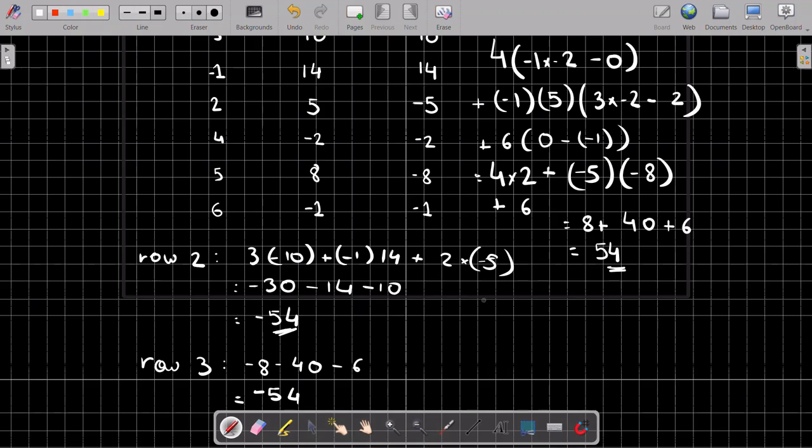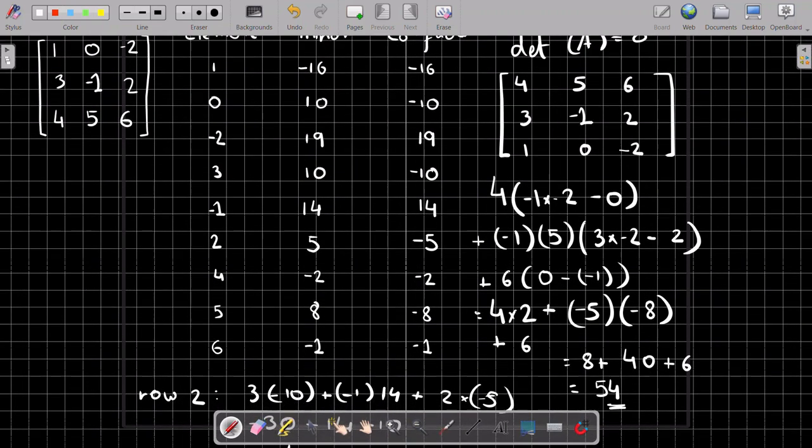Now let's verify property number 3, which says that if each element is multiplied by a number k, then the new determinant becomes k times the old determinant. So let's erase all this.